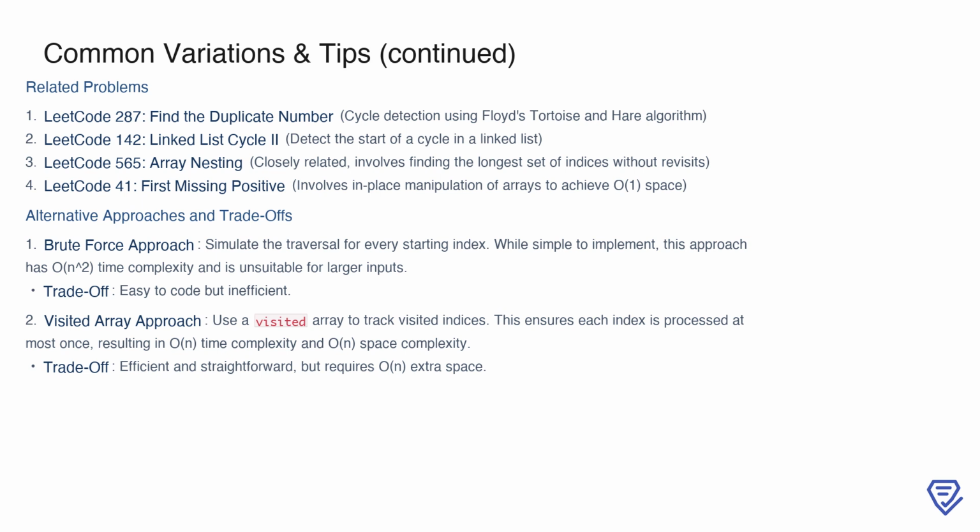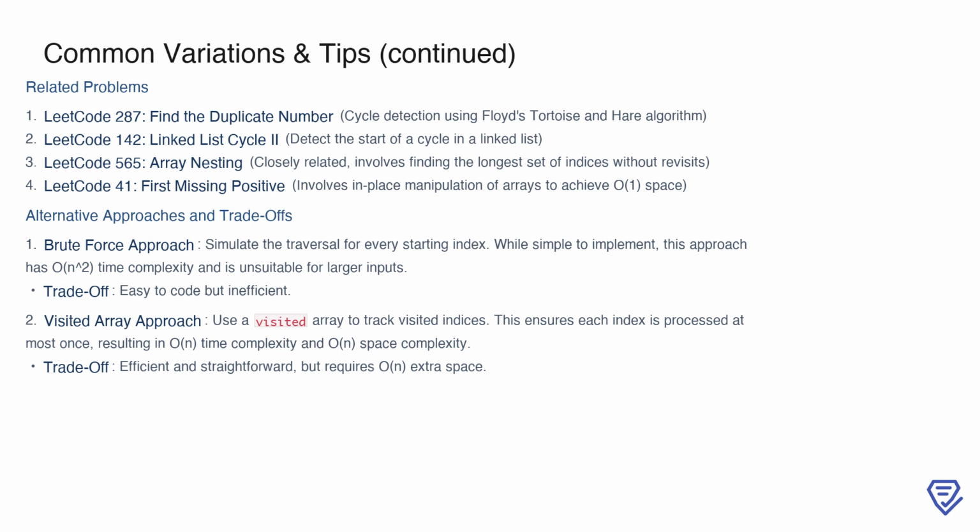This problem is closely related to several other problems, making it a great opportunity to showcase your ability to draw parallels. For instance, LeetCode 287, which involves finding a duplicate number, uses cycle detection techniques like Floyd's tortoise and hare algorithm. Similarly, LeetCode 142 focuses on detecting the start of a cycle in a linked list. Of course, there's LeetCode 565 itself, which centers on finding the largest set of indices without revisits. A slightly different problem, LeetCode 41, involves finding the first missing positive number, but it also relies on in-place manipulation of arrays and achieving O(1) space complexity.